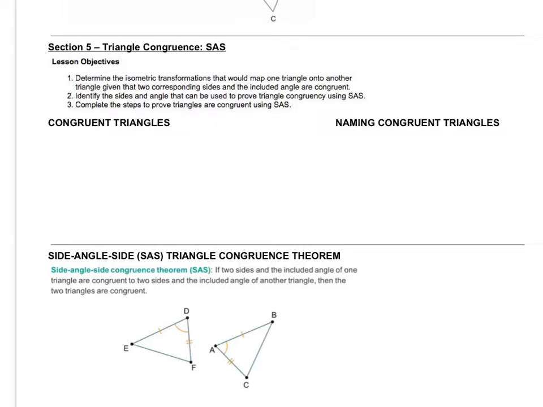Hello, and welcome to yet another riveting video over Section 5. This is from Unit 4, Section 5. This is Triangle Congruence. We're talking about SAS.